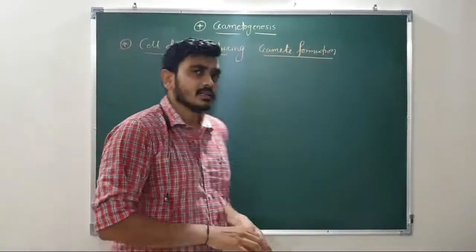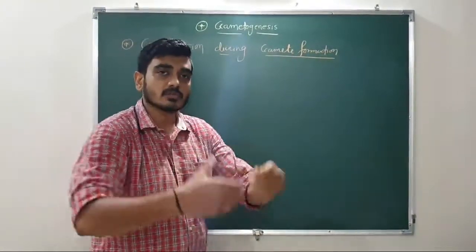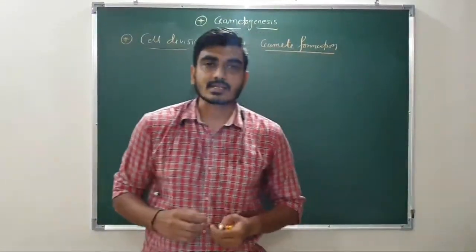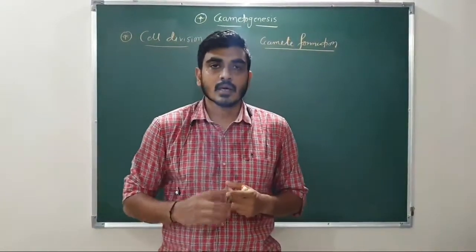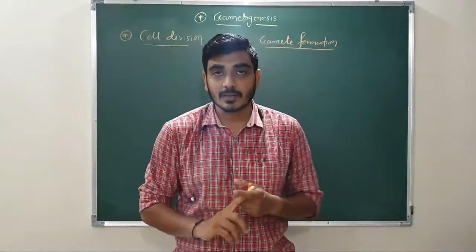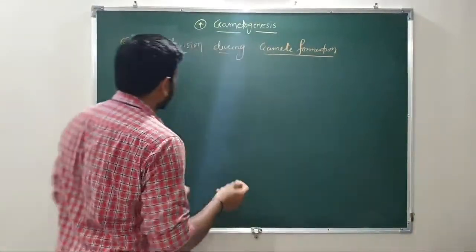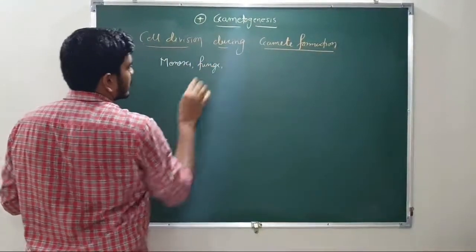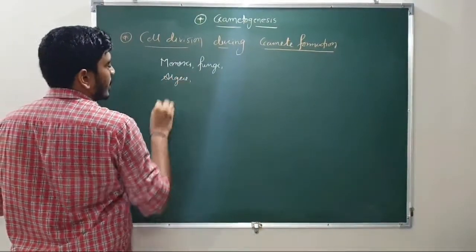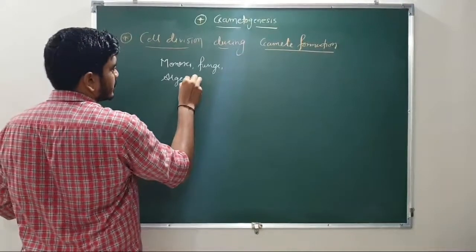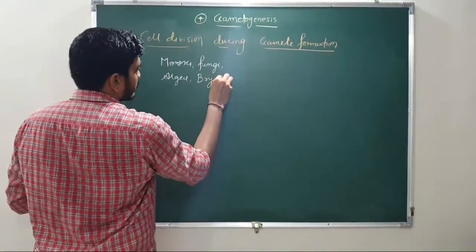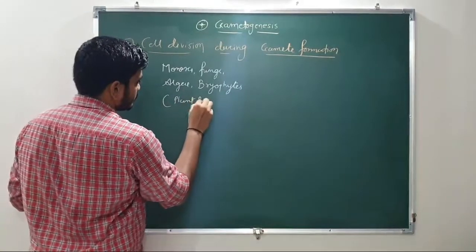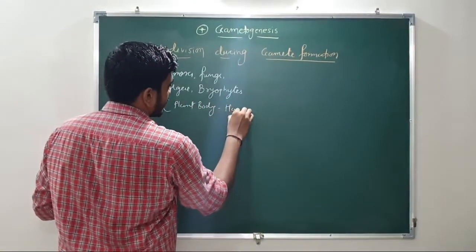So here we have to mainly take the haploid cells and diploid cells, which are responsible for the formation of gametes. When we consider lower organisms or lower plants, like Monera, which mainly represents bacteria, then lower plants like thallophytes, which include algae and fungus, then bryophytes. So mainly in Monera, in fungus, in algae, and in bryophytes, in these organisms, the plant body is represented by haploid condition.